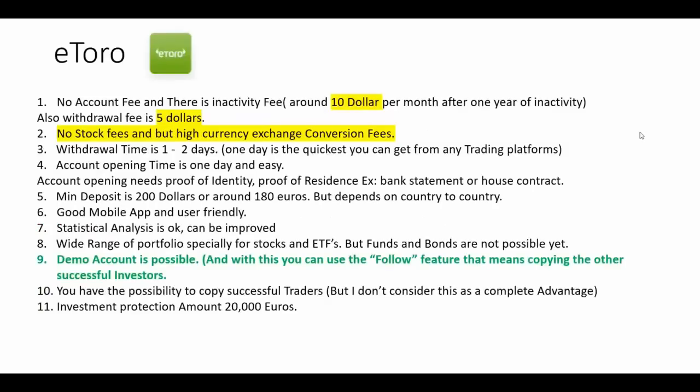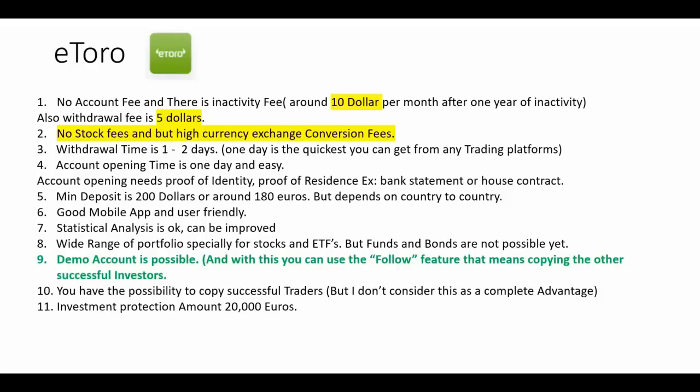So coming to our last broker on the list, which is eToro. So let's see what the points are. First point, no account fee, and there is an inactivity fee. So there is an inactivity fee, which is around $10 per month after 1 year of inactivity. So if you're not using your trading account for a year, then you would have to pay $10 per month. And there's also a withdrawal fee, which is $5. Now, I'm not judging this broker based on these two fees because it's not so high, but yes, I will not recommend this as an intraday trading broker.